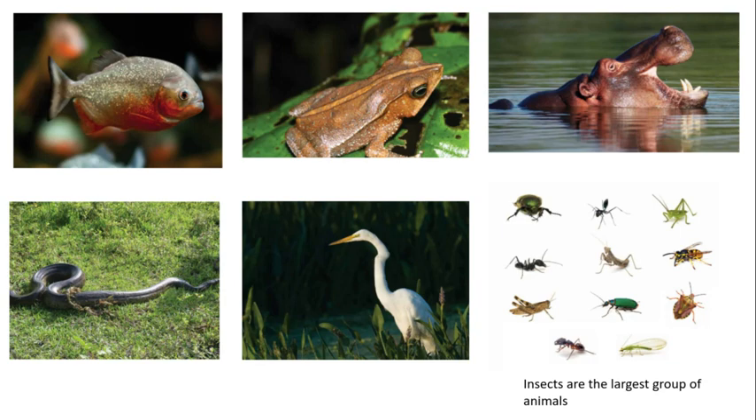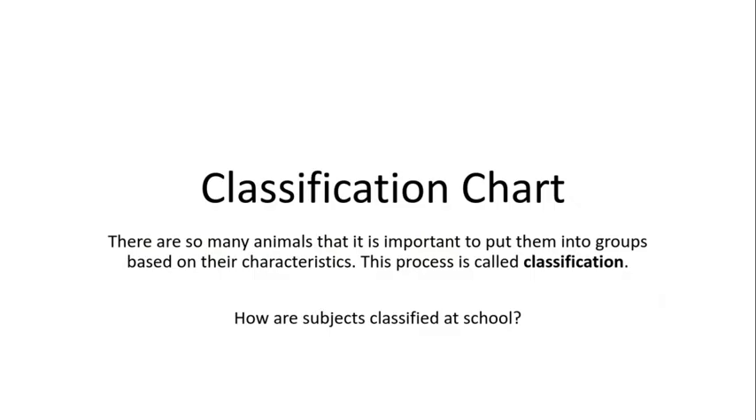All right, so we can observe information from these pictures. So what do we know about where these animals live and what they eat and how they live in the world? We're going to learn a lot more about these animals during our lessons for the next few weeks. Insects are the largest group of animals, and we're not going to talk as much about them, but they make up the largest amount.